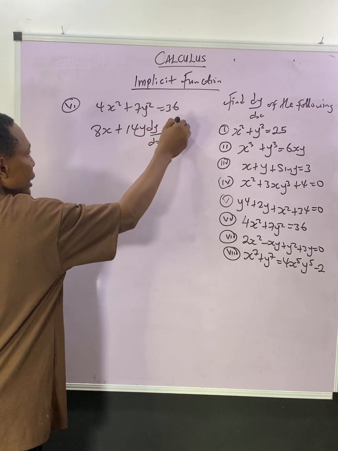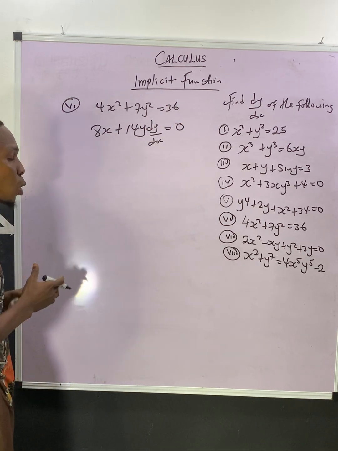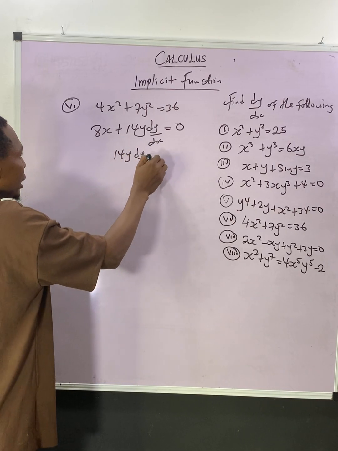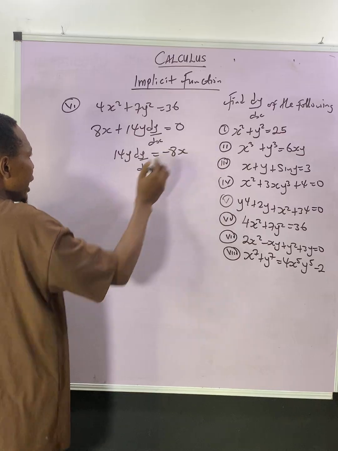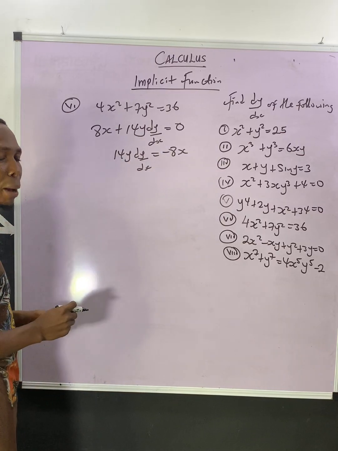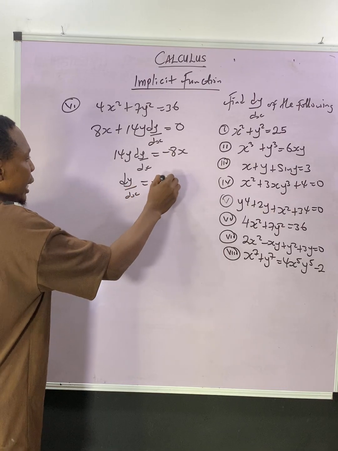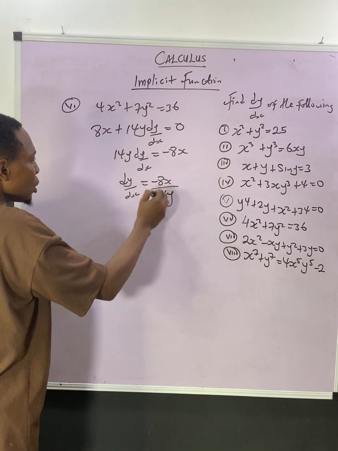Remember, if I differentiate 36, it is 0. Now we collect like things. We have 14y dy/dx equals minus 8x. To get dy/dx, divide both sides by 14y. So our dy/dx is equal to minus 8x over 14y.